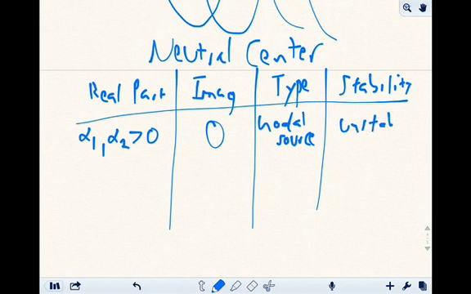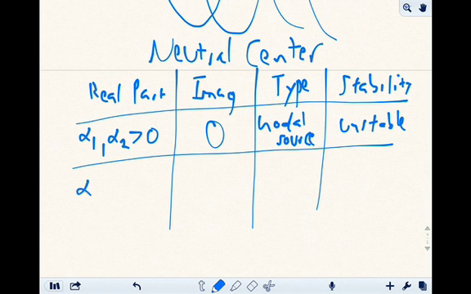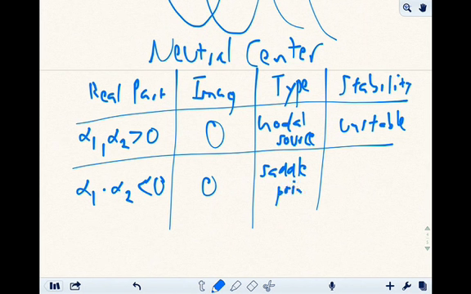And then we had a case where the eigenvalues were both real but of opposite signs. So if you multiply them, you get something less than 0. One's negative, one's positive. No imaginary part, purely real. This was a saddle point. It was unstable. I'll just put a U here for unstable.